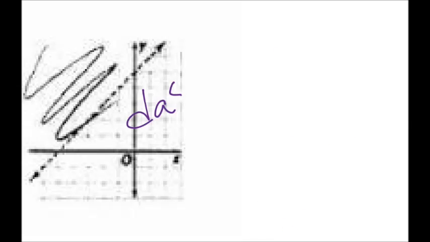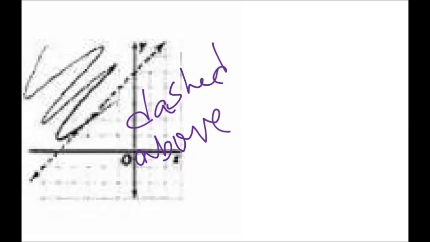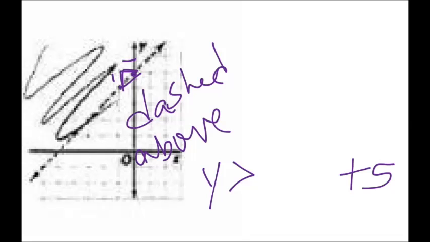This one is dashed and above, so that means it is y is greater than. It's got to point away, and it does not have a line. Here's my y-intercept, so plus 5 at the end. Find a good point. Make a right triangle. Looks like it's up 1 over 1 also, so y is equal to x. Y is greater than x plus 5.